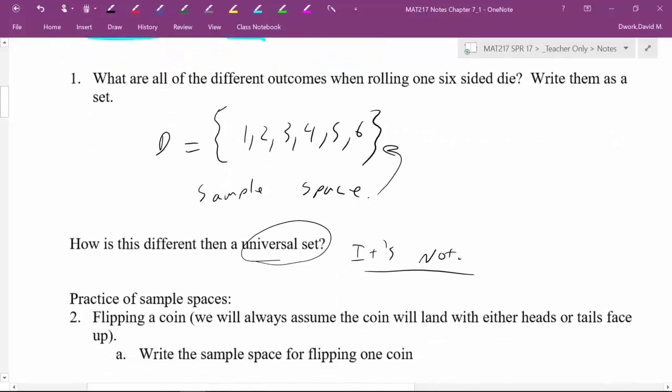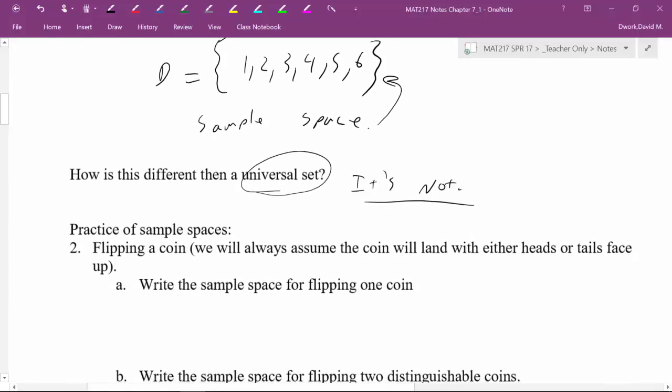All right. So now let's practice this. So practice writing sample spaces, flipping a coin. Now, we will always assume a coin will land with either its heads or tails face up. We're going to make the assumption it will not land on its side and we're going to get a rim or whatever. I had one student once adamant that there's really three possibilities. No. All right, heads, tails, that's it.